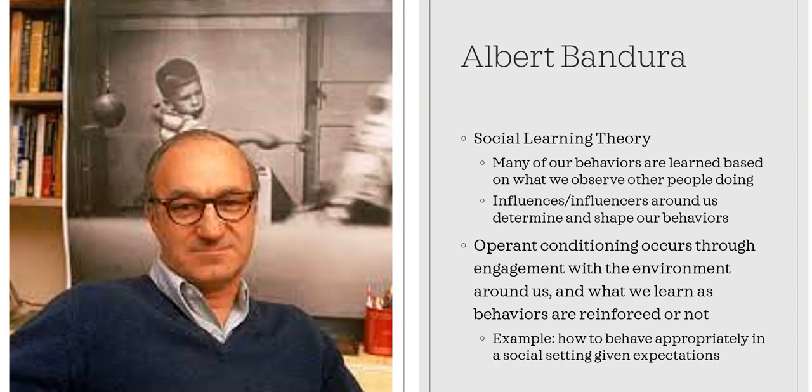And so the kind of two main things that he found are many of our behaviors are learned based on what we observe other people doing. And then influences and influencers around us determine and shape our behaviors. And more importantly, from his work, we know that if children have adult models and peer models, so for example, children the same age as them, versus adults, they're actually more likely to imitate the adults. And so that's really important to know and to think about.